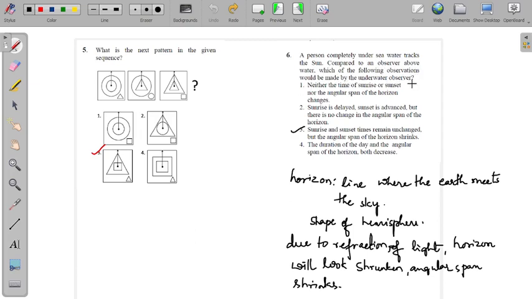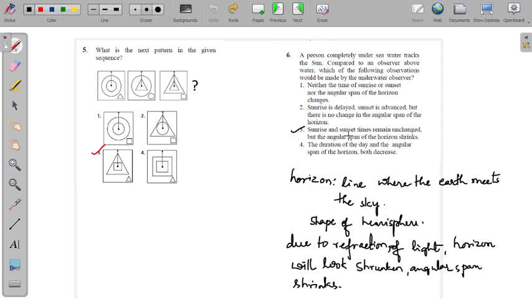This is a question related to physics, related to refraction. So you have to know the meaning of horizon first, because sunrise, sunset, that we know. Horizon means it is a line where the earth seems to meet the sky. So the shape of the horizon will be like a hemisphere. What happens is, due to refraction of light, the horizon will look shrunken. So the angular span shrinks. Rest all will remain the same.